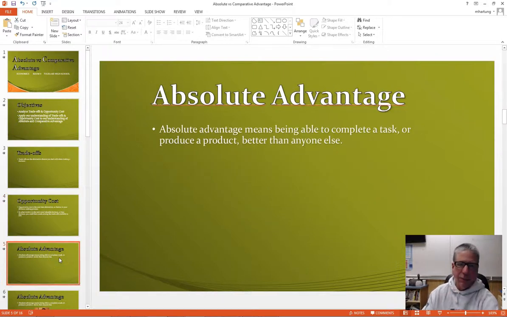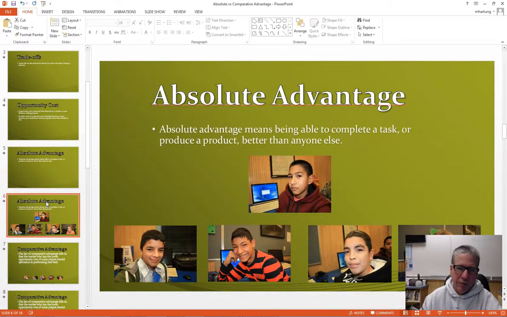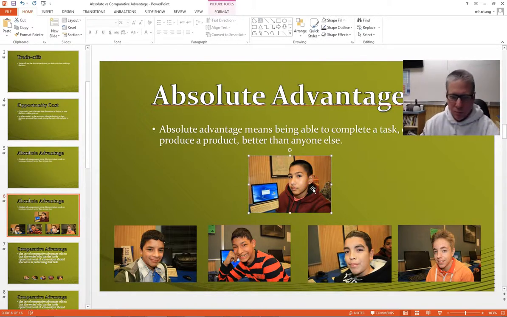Now let's take a look at absolute advantage. Absolute advantage means being able to complete a task or produce a product better than anyone else. You're the best at whatever it is that you do, better than everybody else. Well, let's see if we can't take a look at an example here. Absolute advantage, and let's use some images from some of our friends in the class of 2016. I think this is a few years ago, maybe junior high. Anyway, we've got 5 of them here.